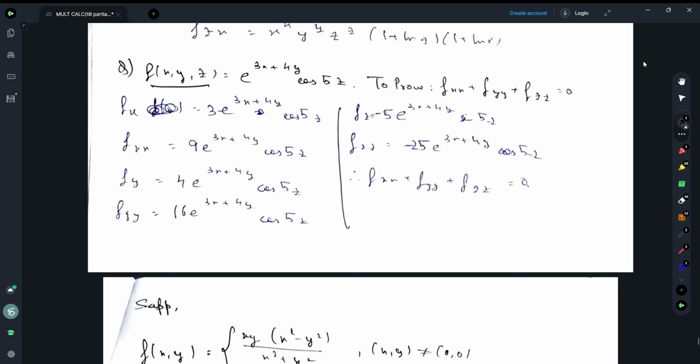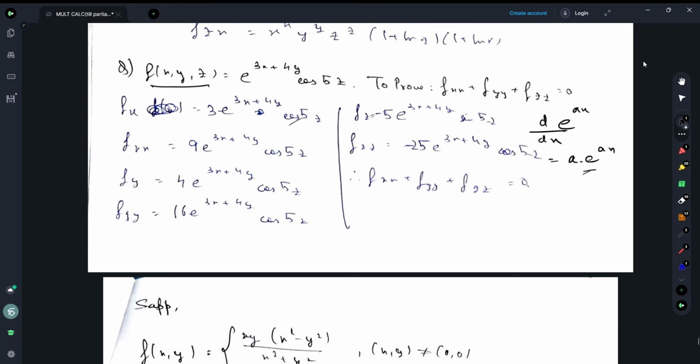So the first partial derivative with respect to x is 3 times e to the power 3x plus 4y times cos of 5z, because everything except x is constant. f of xx is therefore 9 times e to the power 3x plus 4y times cos of 5z. You can do the derivatives on your own. If you differentiate e to the power ax with respect to x, you get a times e to the power ax. This is the concept used here.